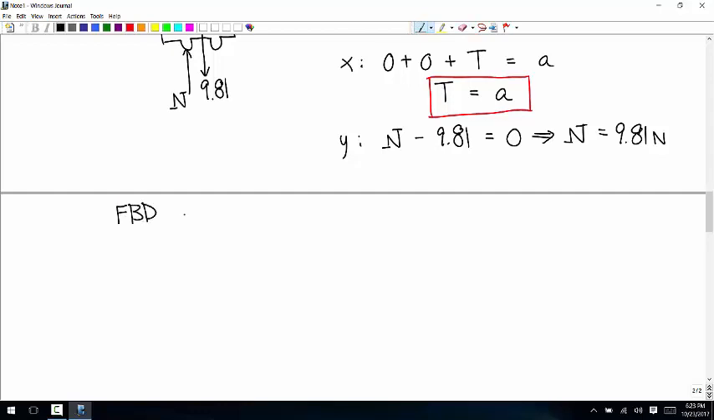Okay, so free body diagram of the hanging mass. The forces on that are a weight force. That's 0.2 times 9.81, so that's 1.962. And then there's an upward force from the cable. We know it's in this direction. Do we know anything about its magnitude? It's T. It has to be the same magnitude as the other one.